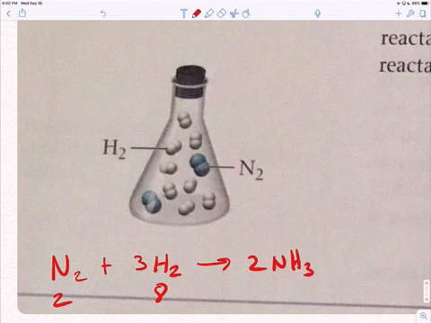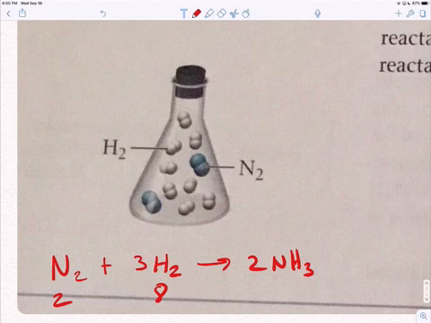16 divided by 3, that'd be 5. So from this you could make up to 5 ammonias from these 8, because 8 of these means there are 16 hydrogen atoms, and you need 3 for each, so 16/3 or 5 1/3. So you can make 5. So what's the limiting reagent? You can make 4 with nitrogen, you can make 5 with hydrogen. Nitrogen is the limiting reagent. In this case, it's close.